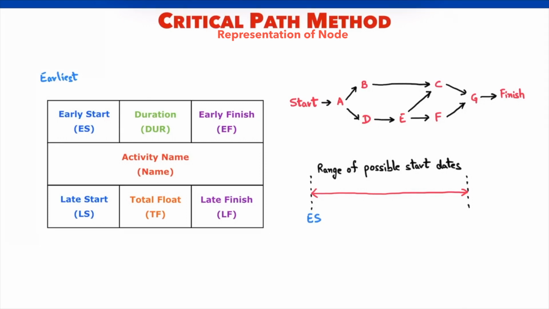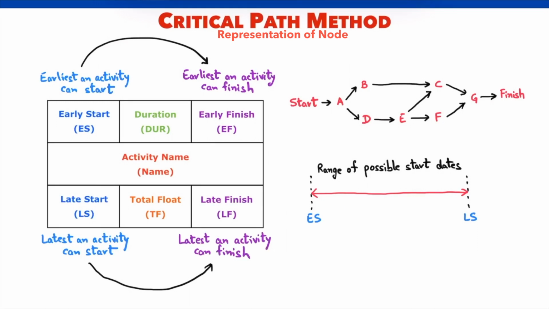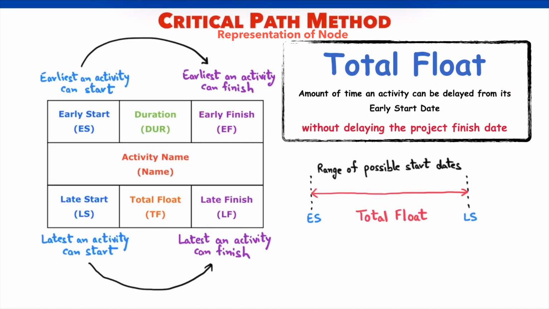Early start is the earliest an activity can start, and late start is the latest an activity can start. Early finish corresponds to early start and is the earliest an activity can finish. Similarly, late finish corresponds to late start and is the latest an activity can finish. This range of possible starts is the flexibility in the schedule, represented as total float. Total float is the amount of time an activity can be delayed from its early start date without delaying the project finish date. Mathematically, total float equals late start minus the early start.